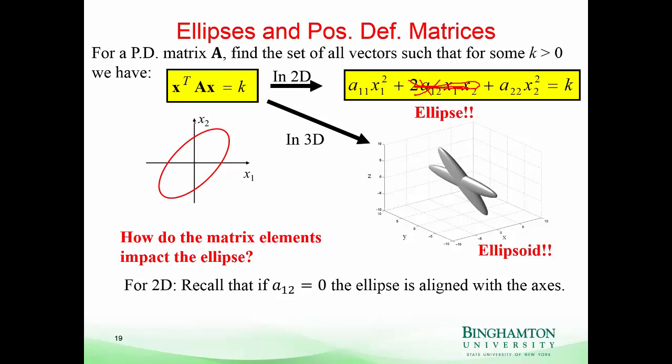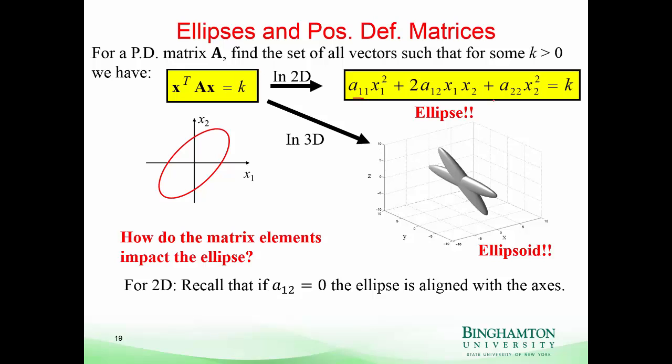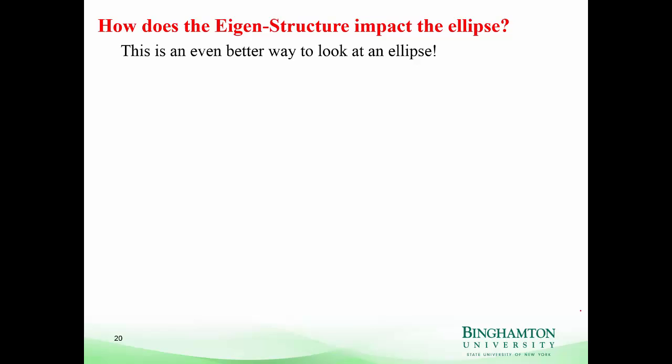So this ellipse now would maybe be like this, or it would be like this. And we also know that it's the relative values of A11 and A22, when this term is gone, that will set which axis it's biggest along. Okay? So we know that. We remember that. A diagonal positive definite matrix will not have any of these cross terms. So it will give an ellipse that is aligned with the axes, or an ellipsoid in higher dimensions.